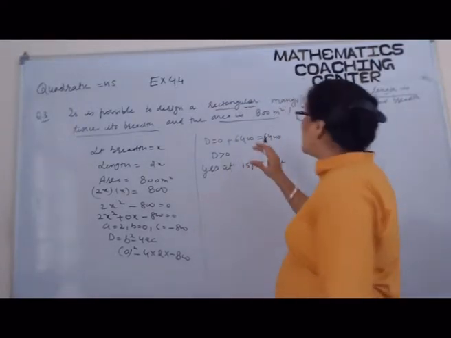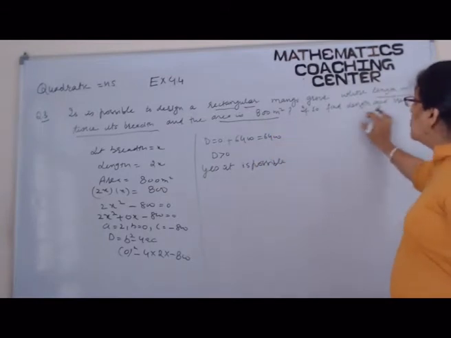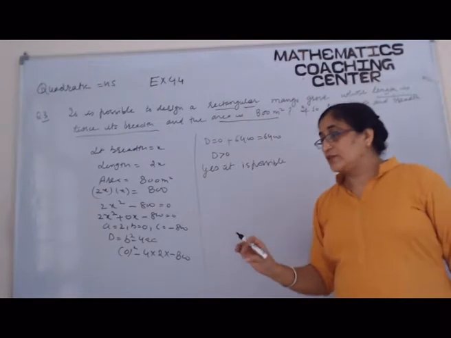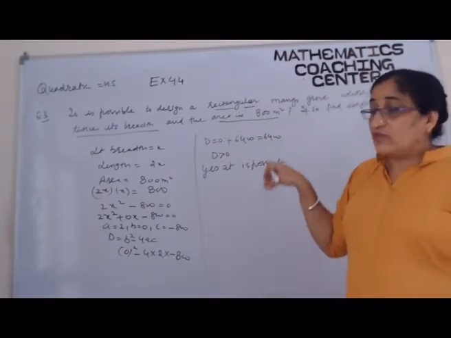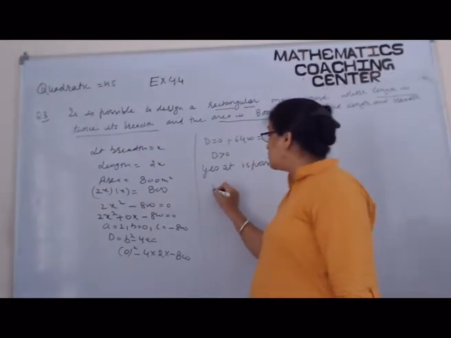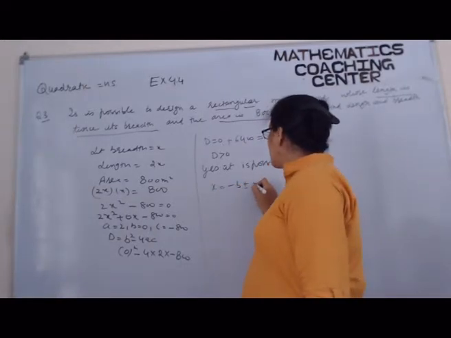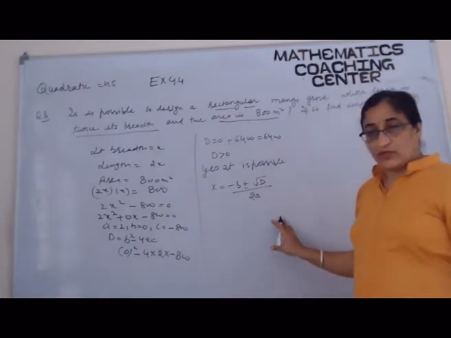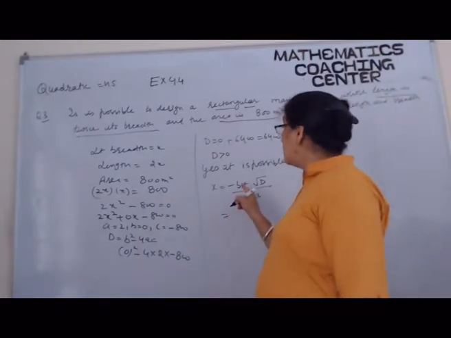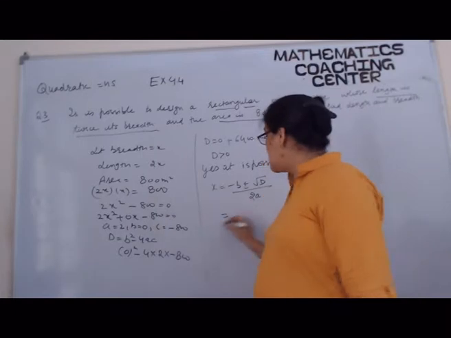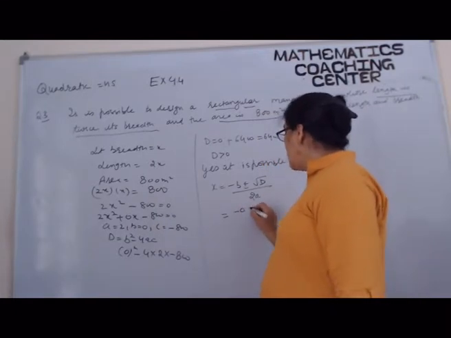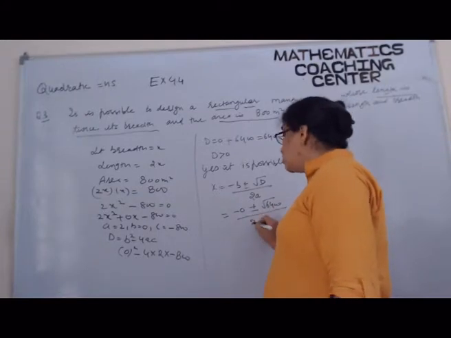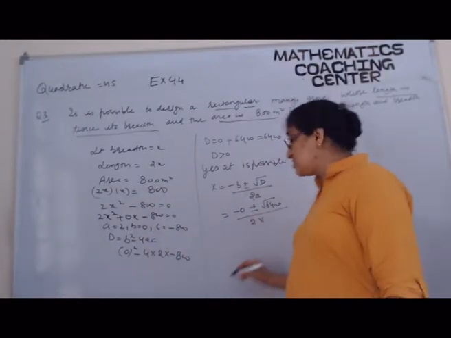Now our next part is, if so, then you have to find length and breadth. So you have to find the value of x. So x is equal to minus b plus minus under root d over 2a. We have to use the quadratic formula. So x is equal to minus b. Now here b is 0. This is minus 0 plus minus root of d, that is 6400, over 2a. Now the value of a is 2.